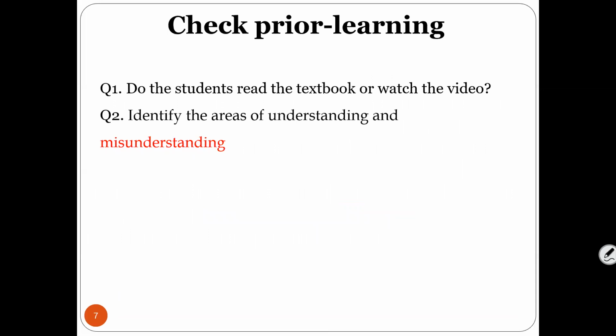And then whenever we assign some pre-readings, you basically want to know, do the students read the textbook or watch the video? Whatever you give them, did they do it? You have to have an idea. And more importantly, the second one is we really want to know which part students know and which part they don't know. We cannot assume they know something or they don't. Our lesson plan should depend on what they already know, what they don't know, and what kind of help they need.